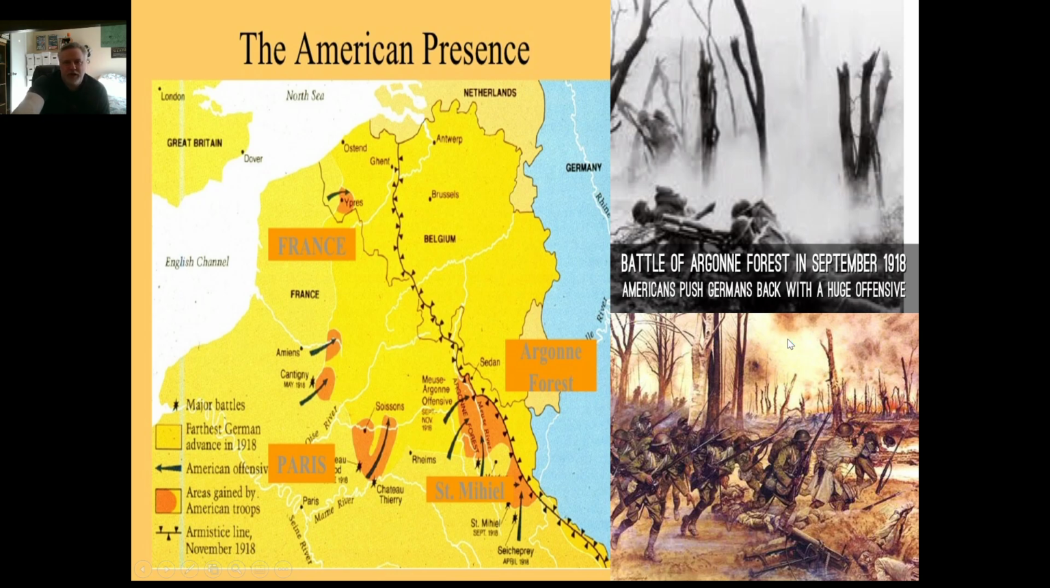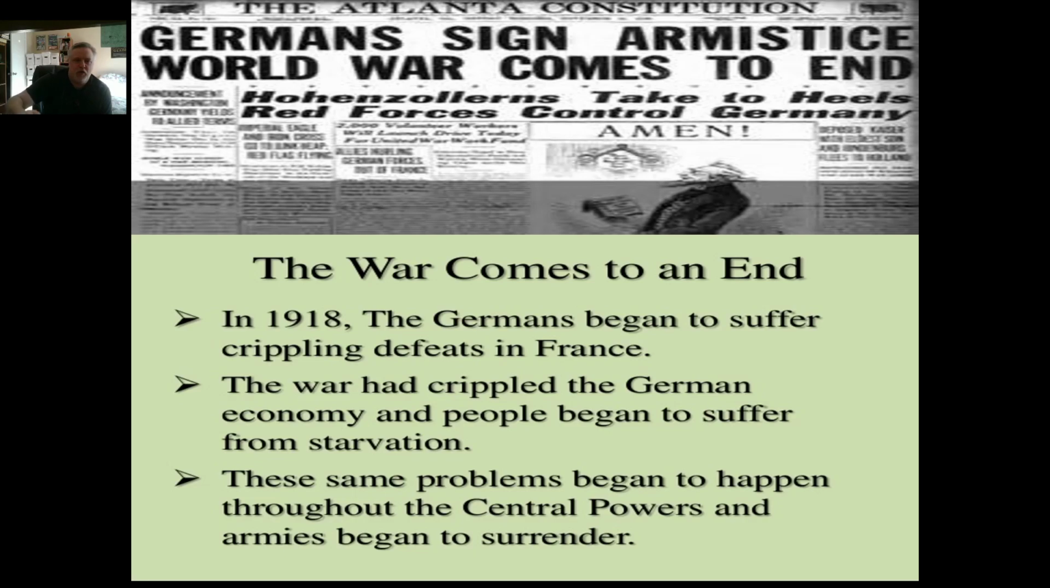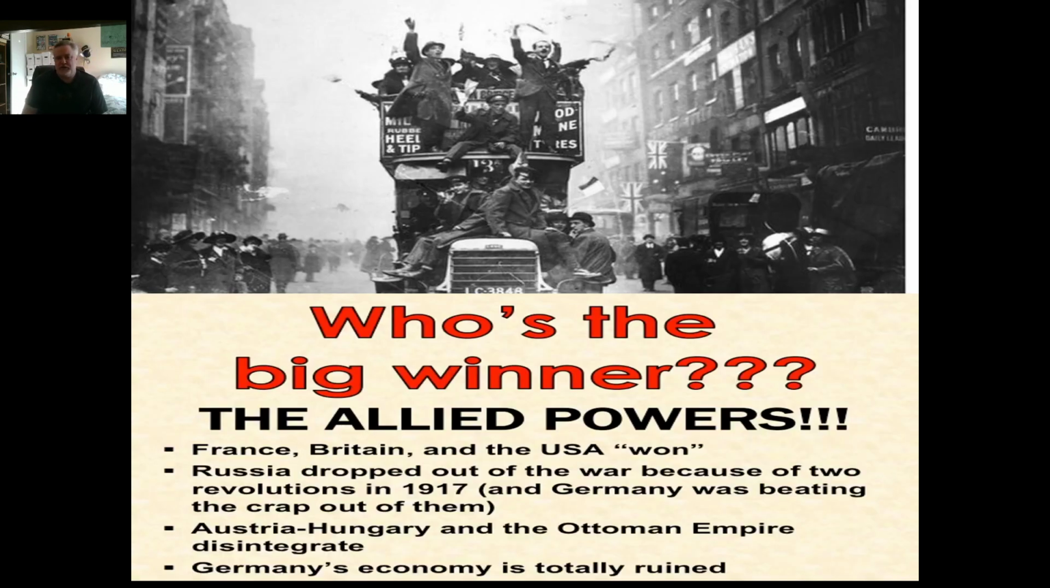The Germans know they can't win this anymore. It's pretty much done. And so the Germans, suffering crippling defeats, their economy completely destroyed by trying to maintain this war effort by themselves, began to seek surrender and an armistice, a ceasefire. Obviously, the Allied powers are the big winners of this fight. France, Britain, and the United States won.